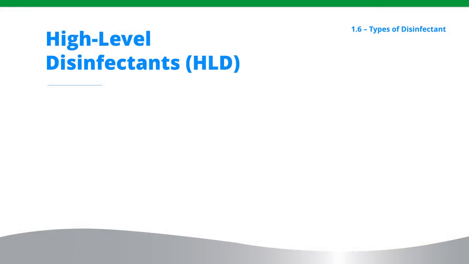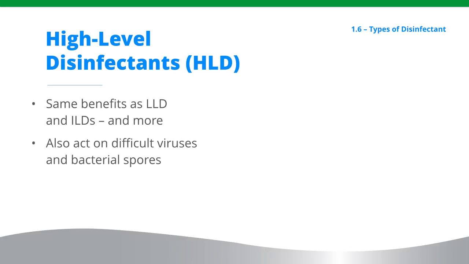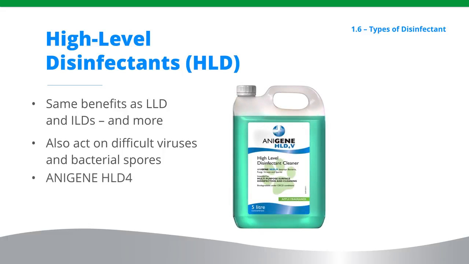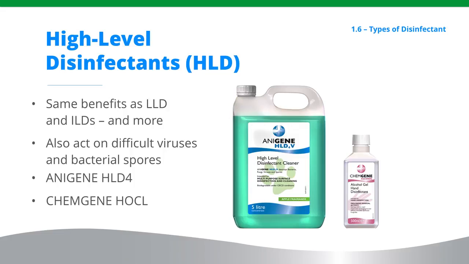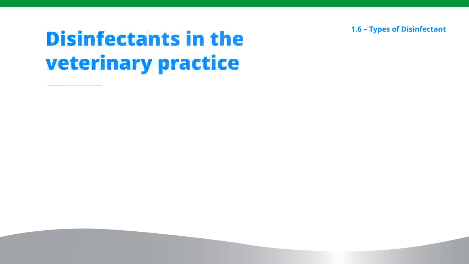High-level disinfectants will do all that an LLD or an ILD will do, such as the killing of grade 1 and 2 pathogens. They will also cope with grade 3 and other difficult viruses and bacterial spores. Anagene HLD4 and Chemgene HOCl are high-level disinfectants. Take care not to use a low or intermediate level disinfectant in the practice. Only HLDs are effective in this environment. Use dilution ratios to vary the strengths.